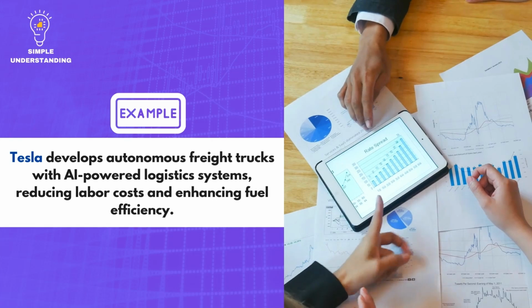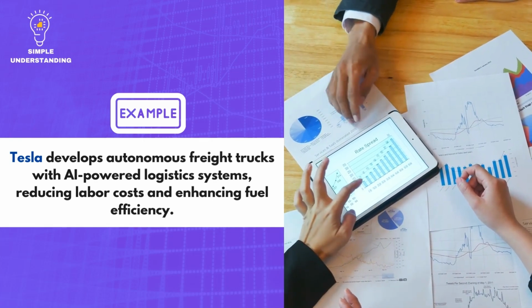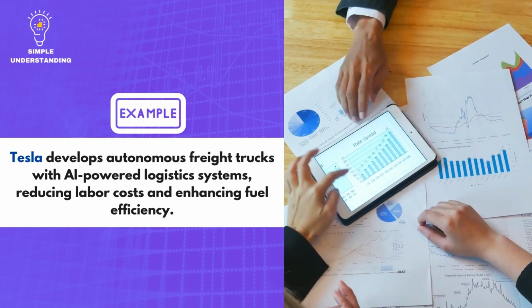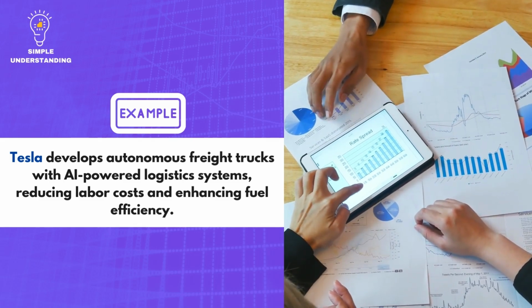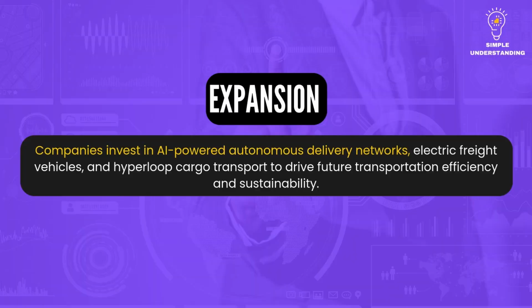Real company example. Tesla develops autonomous freight trucks with AI-powered logistics systems, reducing labor costs and enhancing fuel efficiency. Expansion. Companies invest in AI-powered autonomous delivery networks, electric freight vehicles, and Hyperloop cargo transport to drive future transportation efficiency and sustainability.